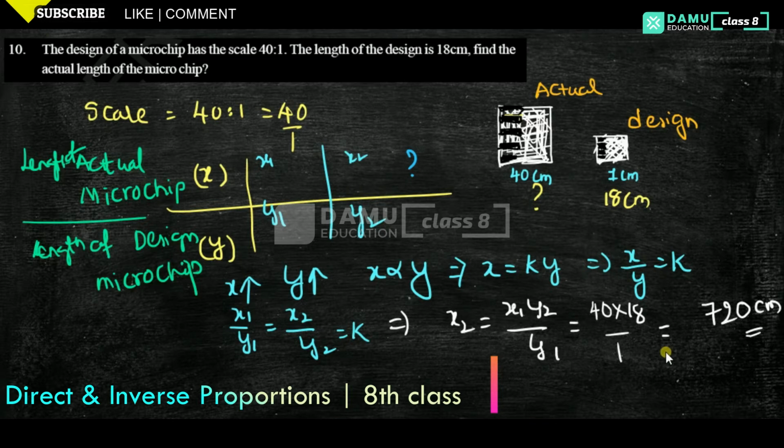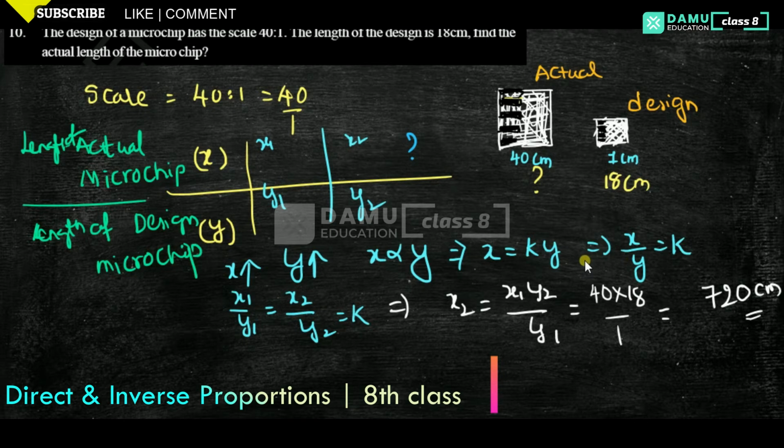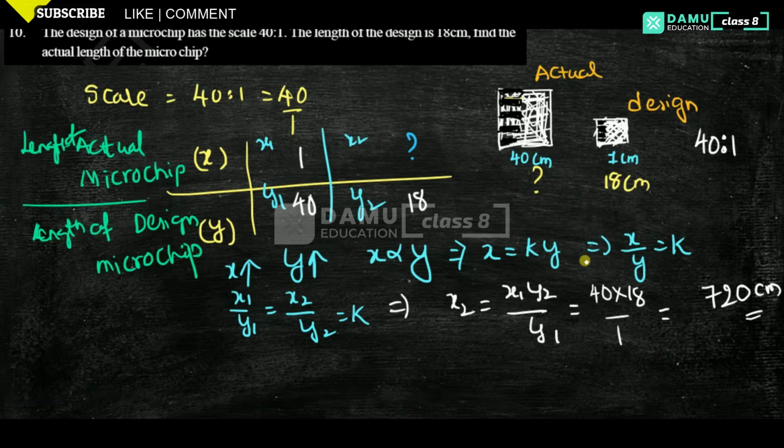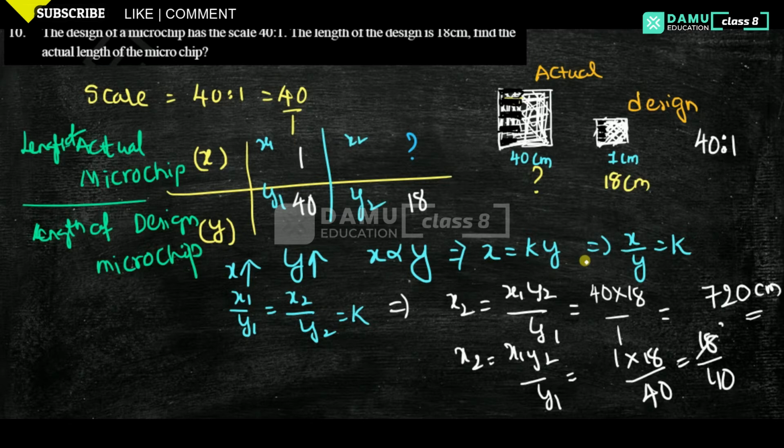But actually you can do it another way. 40:1 is the scale. So the design length is 40 times reduced and the actual length will be 1 centimeter. Then for y2 it will be 18. Another method is x2 equals x1 y2 by y1. x1 will be 1 into y2 which is 18 by 40. So 18 by 40, 2 9s are 18, 2 20s are 40, so 9 by 20 centimeter.